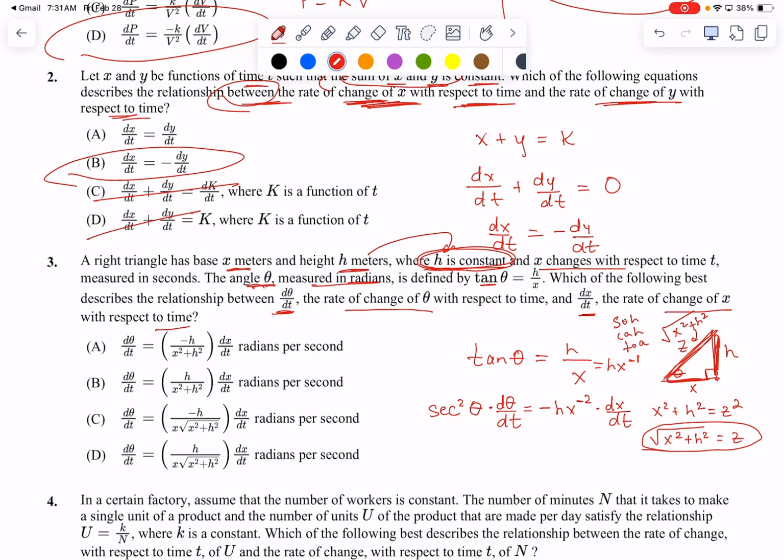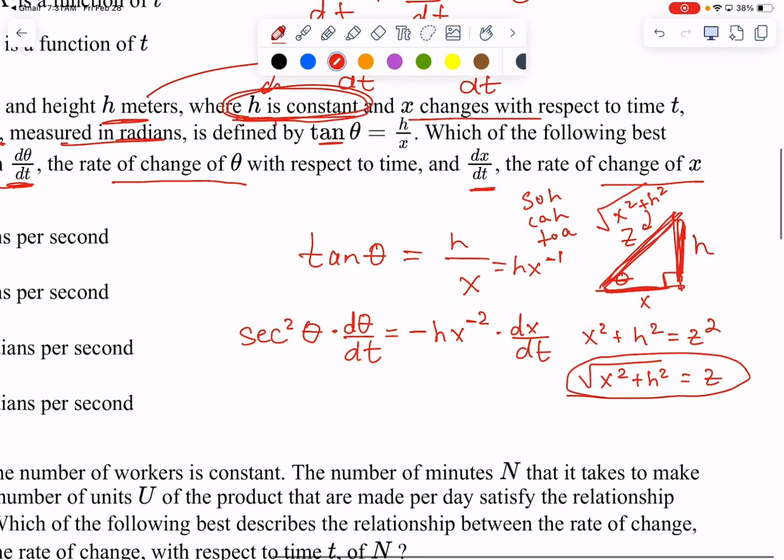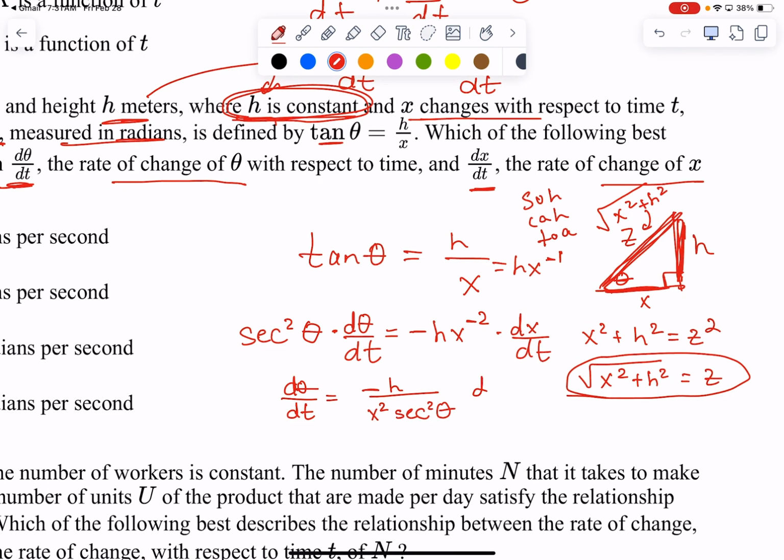And they wanted you to solve for it. Look at all these. They're all solved for what? So we're going to have to solve for d theta dt. So we're going to divide by secant squared. I'll show you how to deal with the secant squared because obviously it's not in your problem. So we're going to have d theta dt equals negative h over x squared times secant squared theta, because I divided both sides by secant squared theta, times dx dt. Is everybody okay with that? I want to stop right there. So what I did is I moved the x squared to the denominator, left the negative h, and I divided both sides by secant squared. So the secant squared will go on the bottom with the x squared. Is that okay?